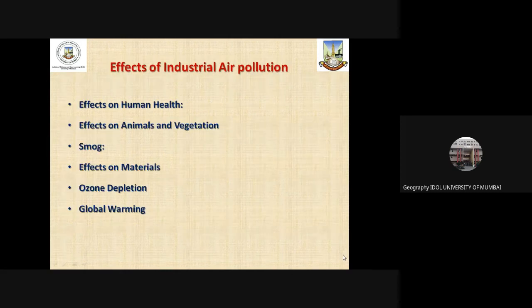Air pollution primarily affects human health. It also affects animals and vegetation. Smoke combined with the fog most of the times results in smog. Materials, monuments, and statues are also affected by the air pollutants.